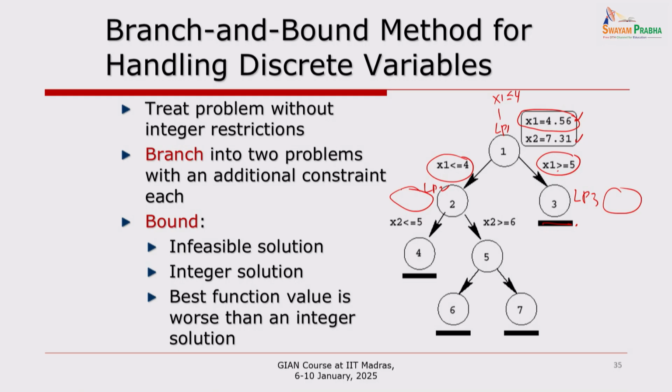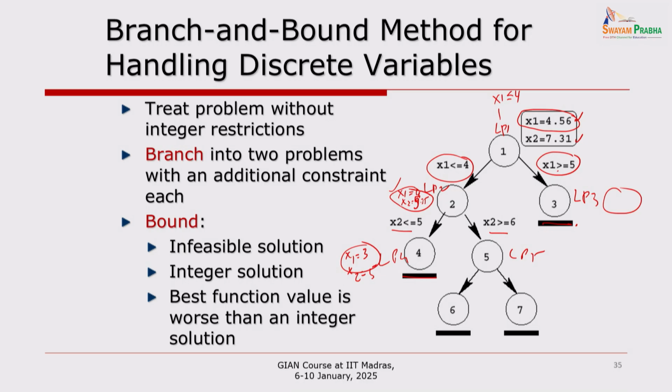Coming to this one, maybe it made x1 equal to 4 but x2 5.35. I'm just giving a number, which means x1 is okay but x2 is not. So I still need to work on it. I again branch, taking the floor of x2 and the ceil of x2, add two more constraints, call these LP4 and LP5, and solve them. I get an integer solution, let's say x1 equal to 3 and x2 equal to 5. This is acceptable to me, so I don't want to branch anymore.